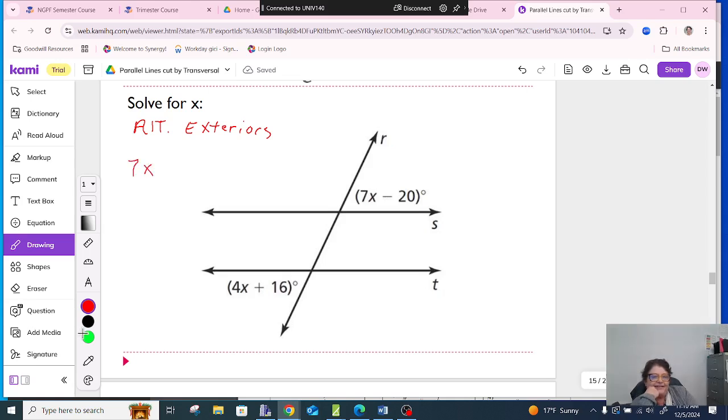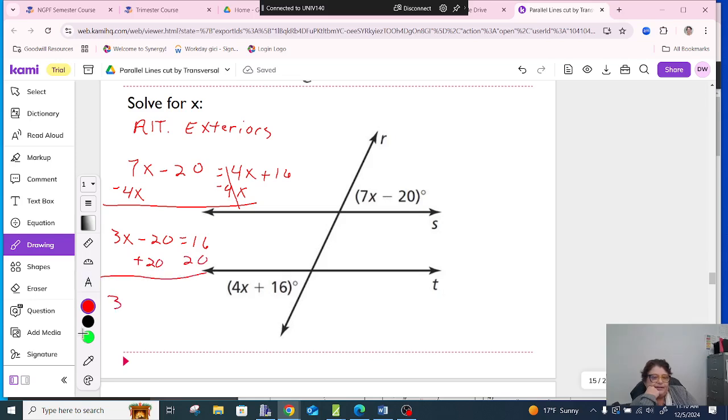So 7x minus 20 has to equal 4x plus 16, right? And so I'll subtract the 4x, and I get 3x minus 20 is equal to 16. So that's gone. And then I add 20. 3x is equal to 36. I divide by 3. X is equal to 12. Who said 12 earlier? You are a genius. Great, great job.